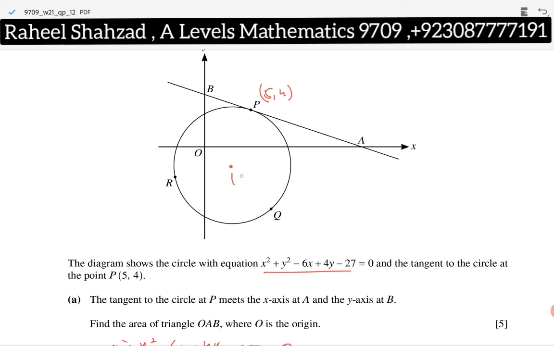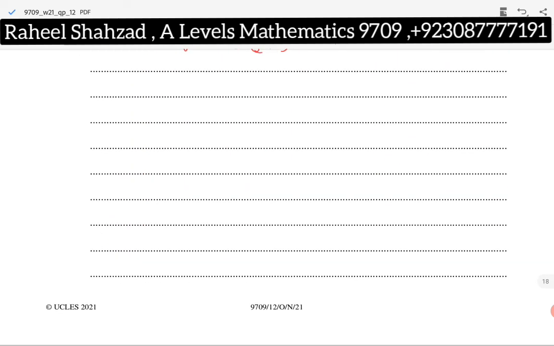the center we get is 3 and minus 2, right? Okay, this is center, this is perpendicular to this. Now we need to find equation of AB. For this, 5, 4 and 3 and minus 2. So this is center and this is point P.